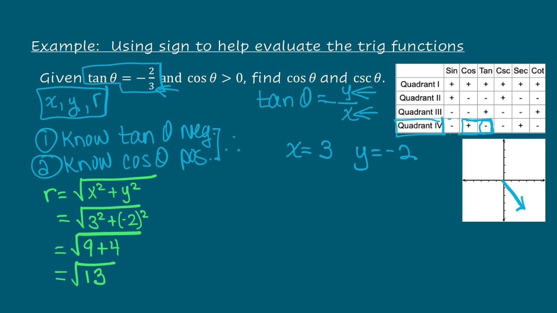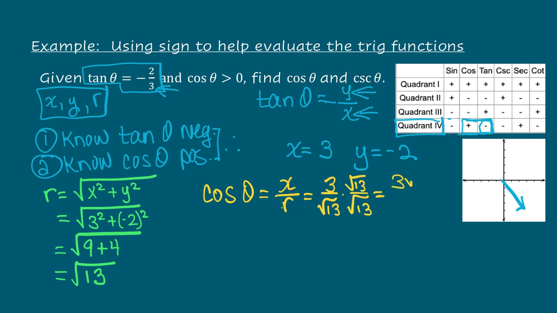So there's my value of r, and now I can set about finding my cosine theta and my cosecant theta. Cosine theta is the ratio of x over r. So I'm going to have 3 over square root 13. I need to rationalize that denominator. I know you love doing that. Square root 13 over square root 13. So I end up with 3 square roots of 13 over 13. And I can't go any further than that, so I'm just going to stop right there.